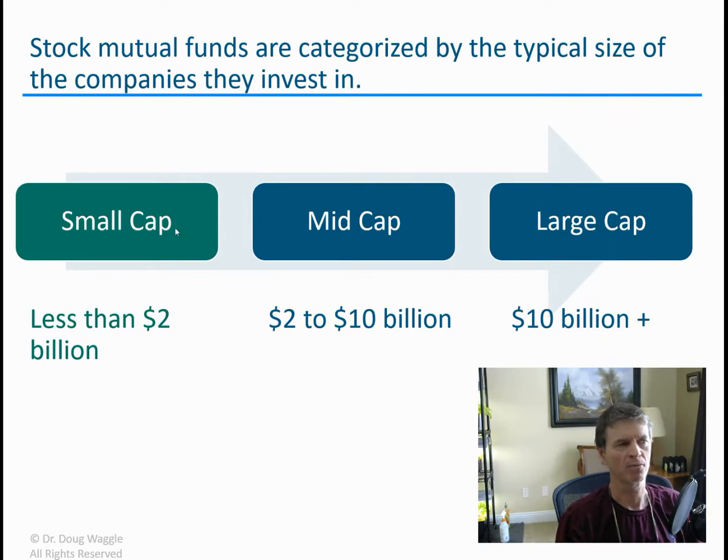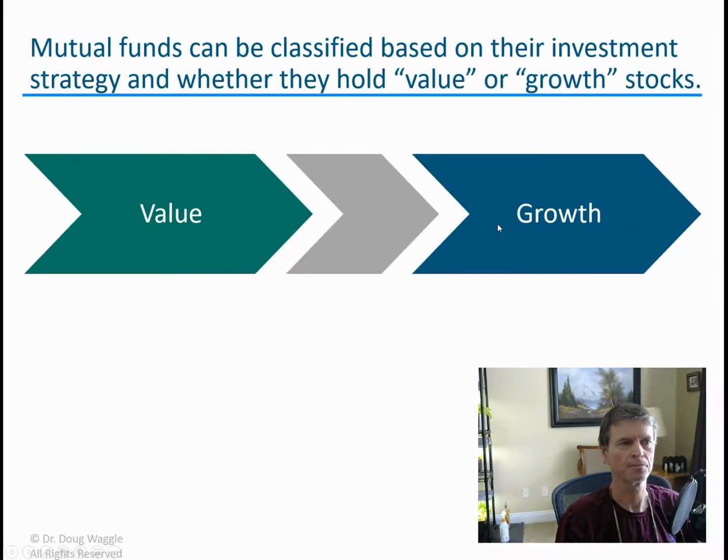And we know, again, risk-wise, the smaller the company, everything else equal in general, the riskier. Large cap companies had to grow up and get through this phase to become large companies, so they tend to be less risky on average. Another way to categorize stocks, and also therefore mutual funds, is by whether they're value or growth stocks in the fund.